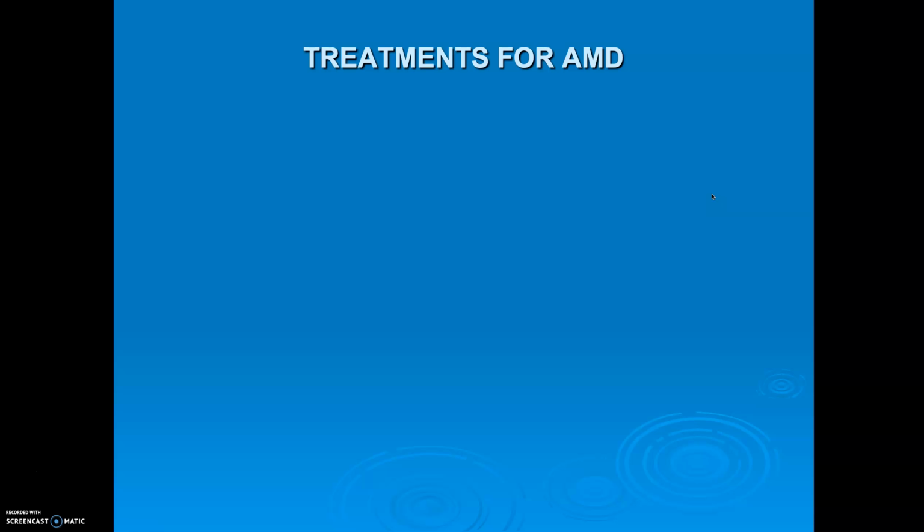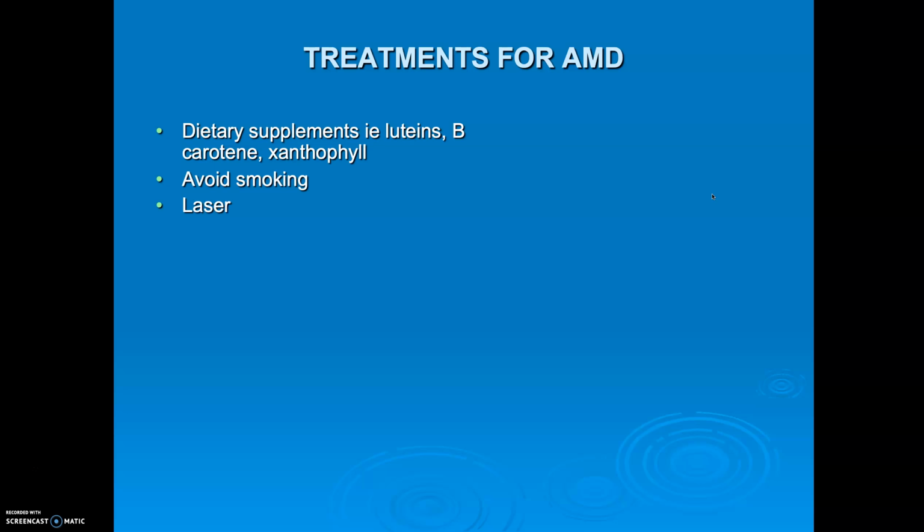There's no satisfactory treatment for most macular degeneration. There is some weak scientific evidence to suggest that dietary supplements, particularly beta-carotene, can help. Avoiding smoking can reduce the risk. Sometimes laser treatment and photodynamic therapy can be used, but that's much less common these days.